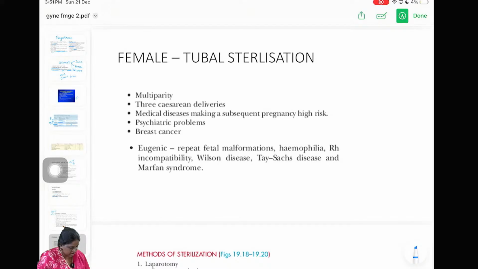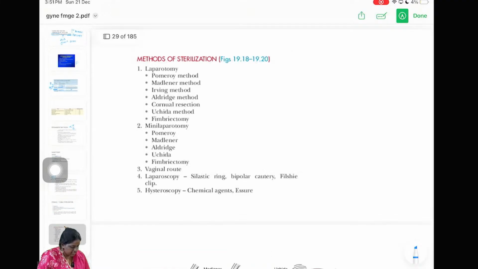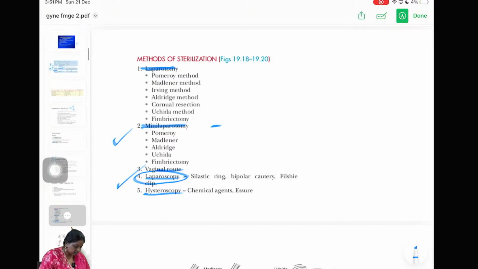Coming on to female tubal sterilization. Once again, it is going to be a permanent solution for all the multiparous ladies who do not wish for any further pregnancy. Various methods are there. First, laparotomy, that is the open method, or mini laparotomy, where the incision is very small, and then vaginal laparoscopy and hysteroscopy. Currently, the most commonly performed is going to be mini lap or laparoscopy, and laparoscopy is becoming higher now.